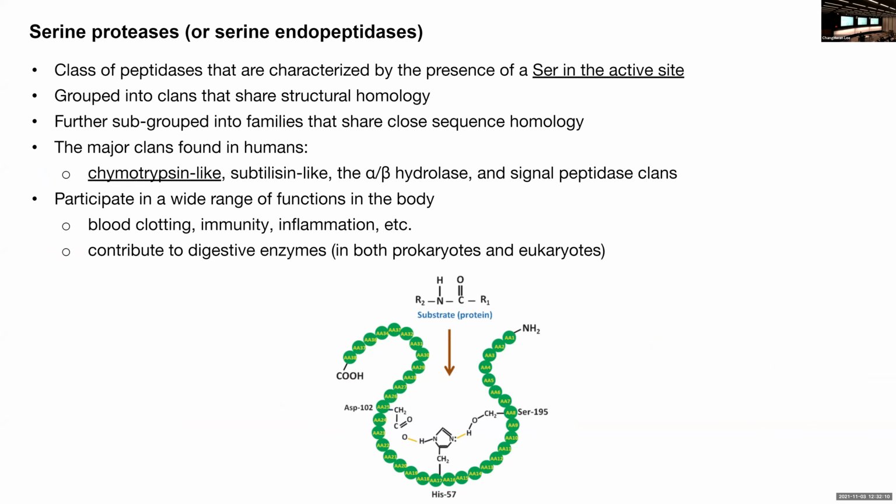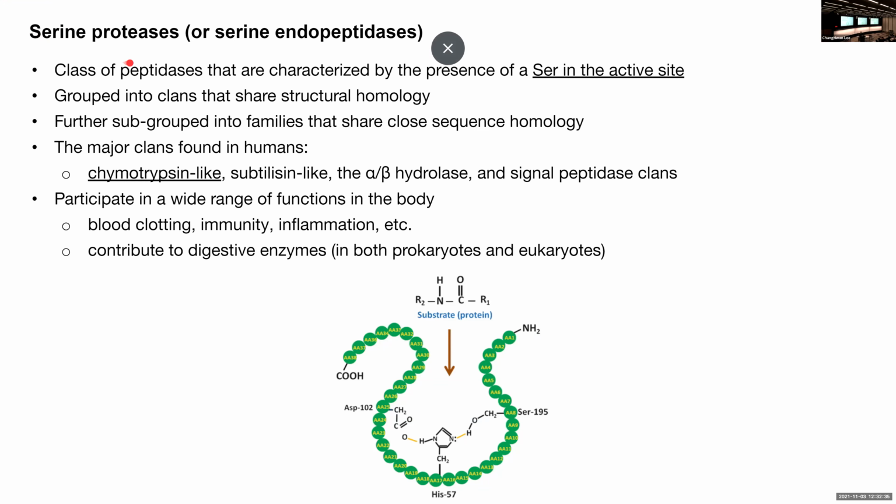So now we're gonna get to some examples of these enzymes, especially serine proteases or the serine endopeptidases, and they are really important because they're highly abundant in living systems, as well as involved in many different kinds of biological processes. So these are serine proteases.